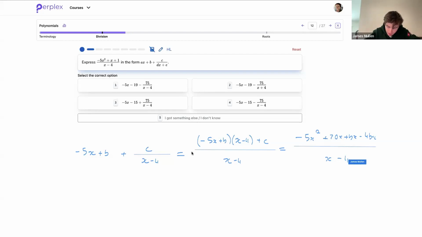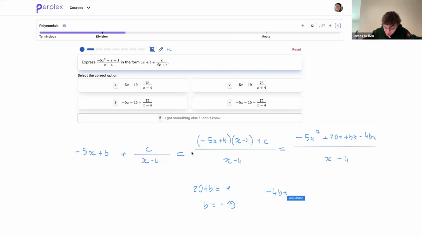Now, if I look at the original quadratic, I have negative 5x squared plus x. And over here I have 20x plus bx, which means that 20 plus b should be equal to 1, which makes b equal to negative 19.